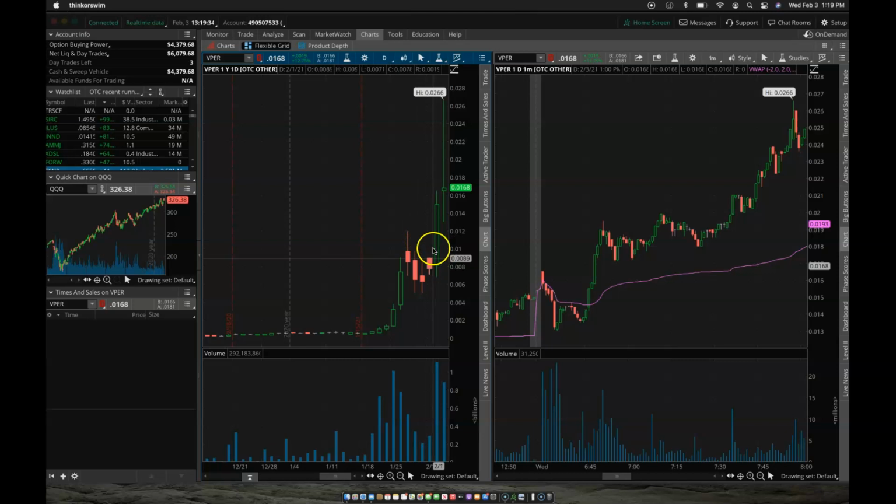These first green days here, when they broke out, is when I missed them. I've been messing with my scans, and I think I finally got my scans dialed in a little better. So now I should be able to catch these before they really start moving. Yeah, so I missed this day.